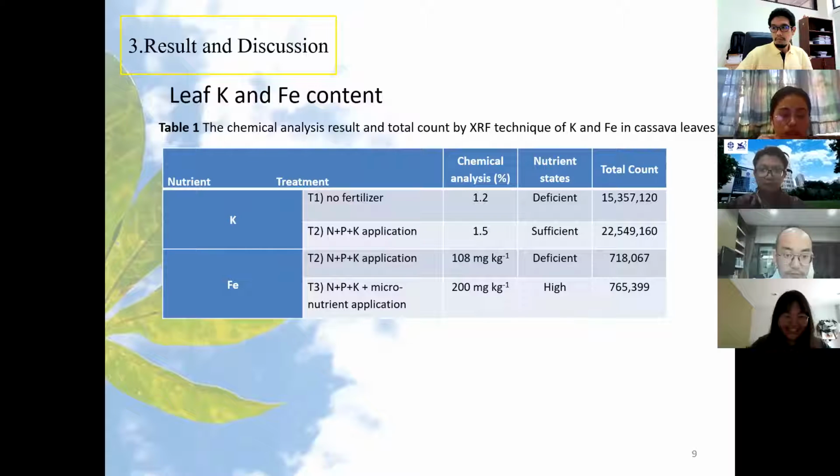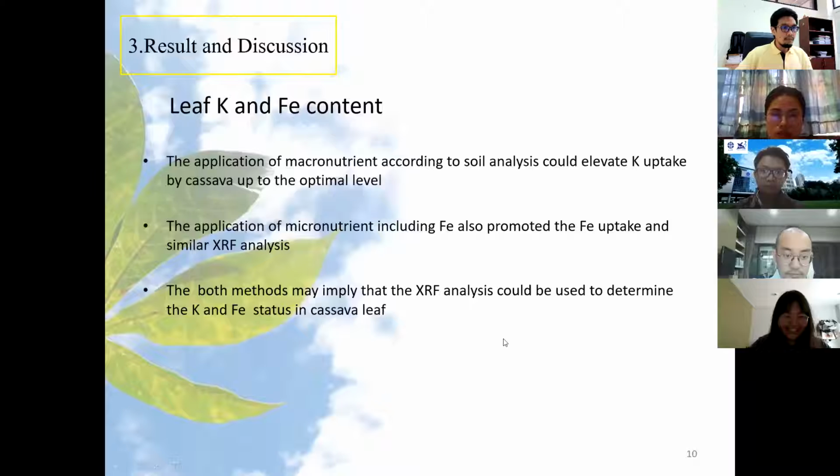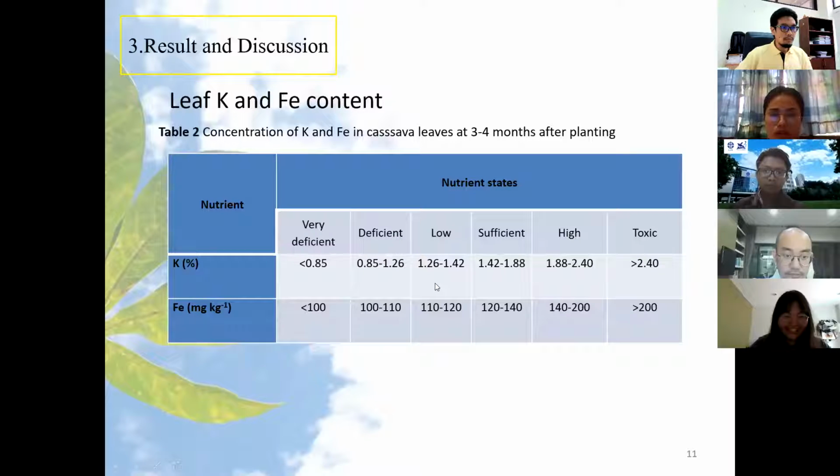For the chemical analysis of iron, in table 1, it was found that the iron content in treatment 2 was 108 milligram per kilogram, within the range of sufficiency. The iron content in treatment 3 was 200 milligram per kilogram, in the high range in table 2. This is the table 2 nutrient standard.